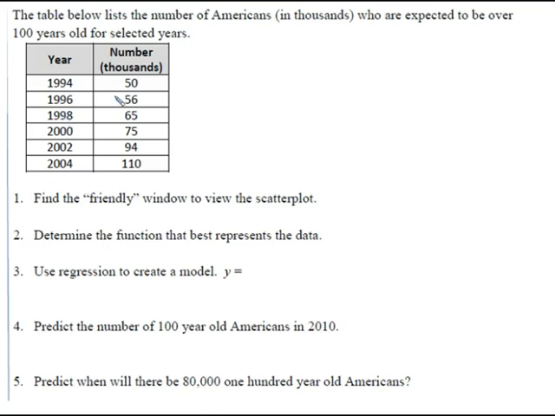So we have the table below, and it lists the number of Americans in thousands, so this is 50,000, 56,000, who are expected to be over 100 years old for the selected years. So in 1994, there were 50,000 Americans over the age of 100. So what we want to do is enter this into our calculator and find a friendly window so that we can see the scatter plot.